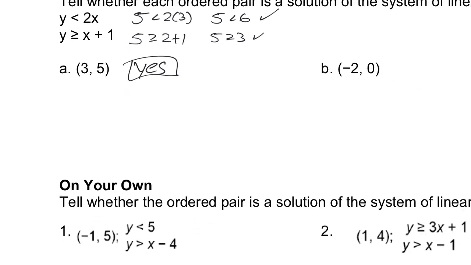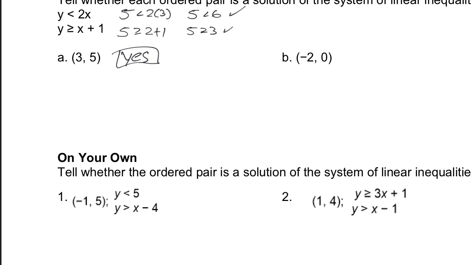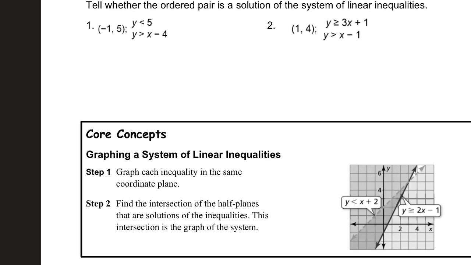Let's go over to example 1b and do the same thing. I'm going to plug in 0 for y. So this time I'm going to get 0 less than 2 times negative 2. So I get 0 is less than negative 4, and that right there is no. So the whole answer is going to be no, because if that first one doesn't work, I don't have to test the second one. So go ahead and pause the video and do these next two on your own.